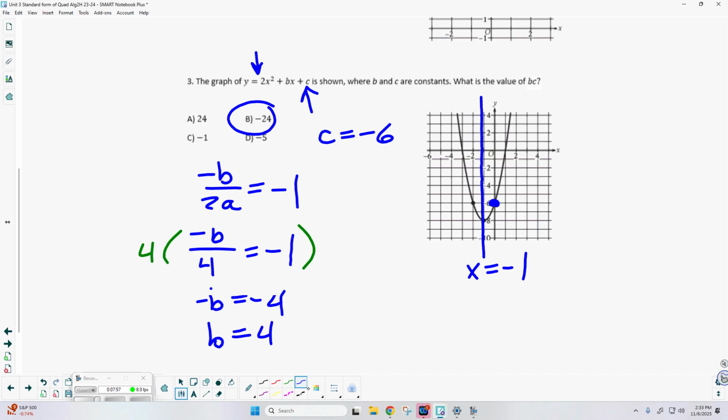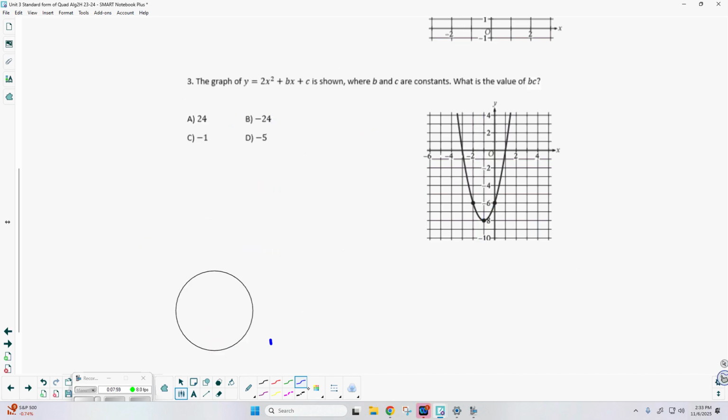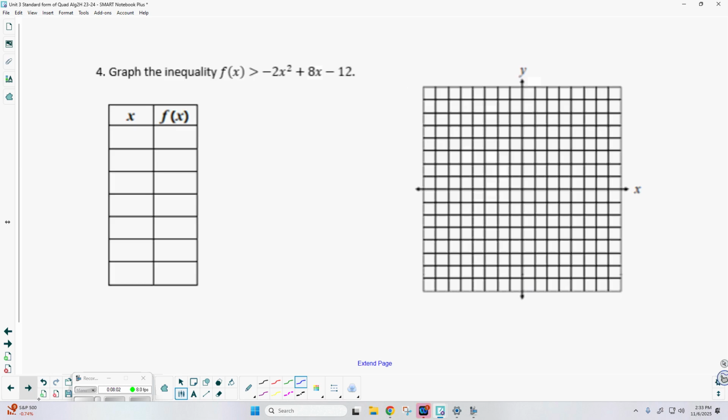Number 4. Let's see here. So number 4, we are graphing this: -2x squared plus 8x minus 12. Now, we can already tell a couple of things. Would this parabola open up or down? Okay, it would open down. Okay. Now, this is an inequality. Is it a solid curve or a dashed curve? How do we know that? There you go. There's no equality. So whatever we get, it's got to end up as a parabola that opens down that looks like that.